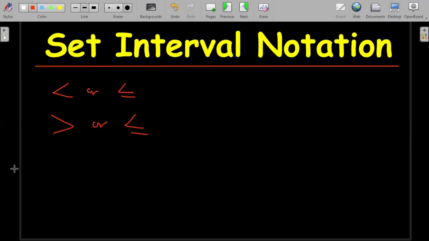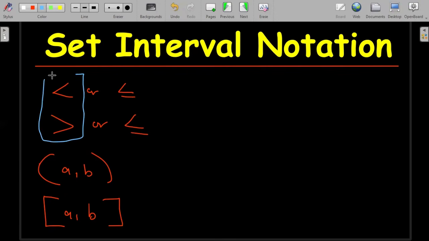And then we have two types of brackets under set interval notation. We have the curved brackets like these ones, and here you have some number A, comma B. And then also we have the square brackets like those ones. So these curved brackets here are the same as these two inequality symbols that do not have an equal to, and then these ones are less than or equal to or greater than or equal to.